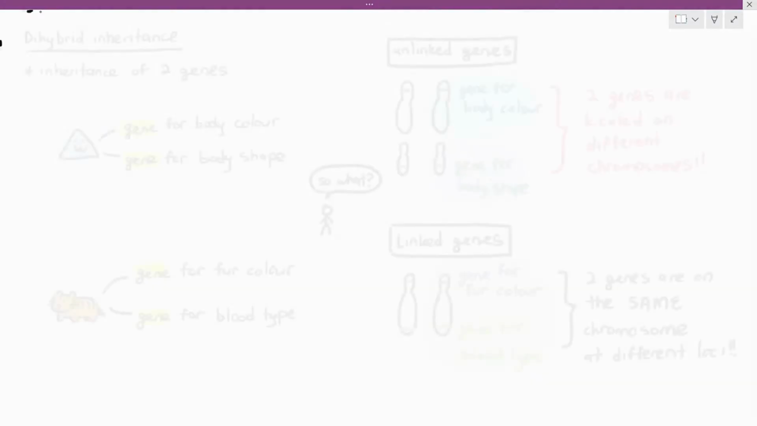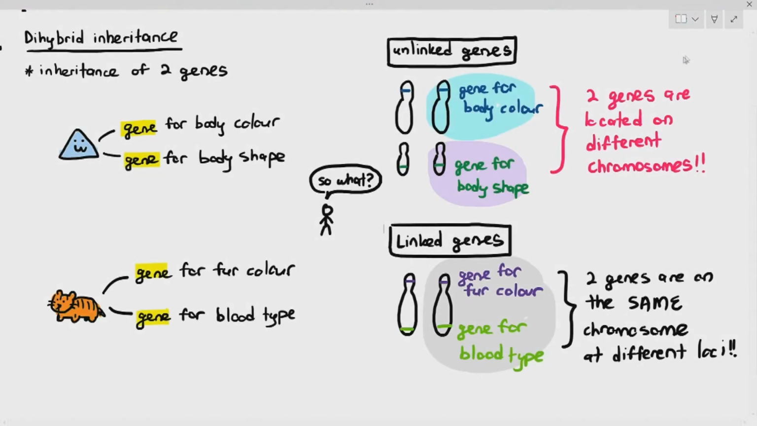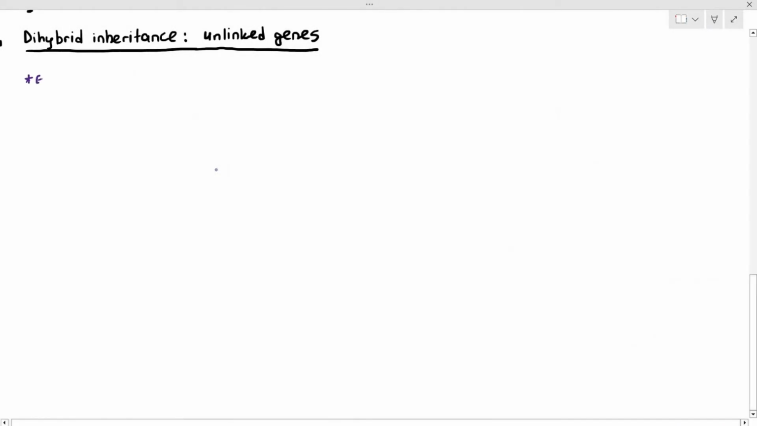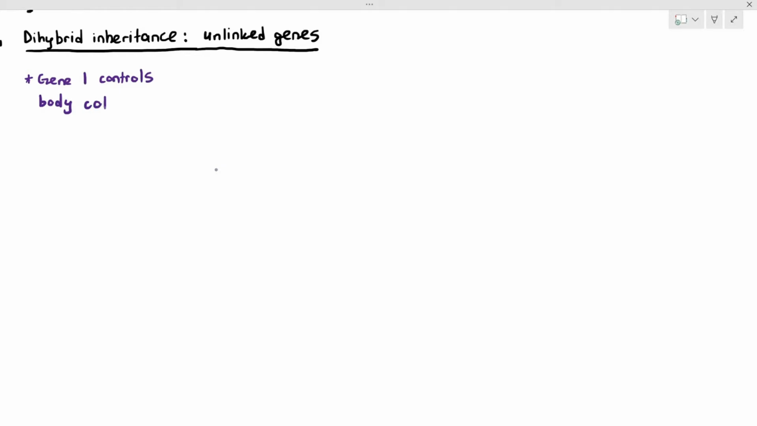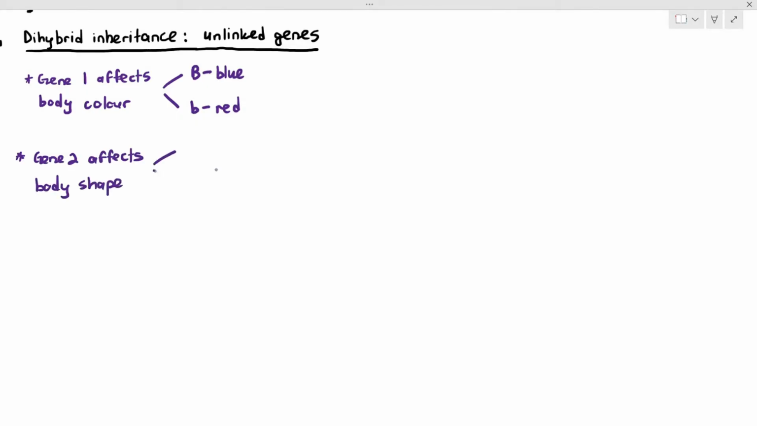Now, if you remember in the previous video, I told you that in dihybrid inheritance, we are interested in the inheritance of two different genes, and we are talking about the case of unlinked genes. And in unlinked genes, I said that the genes are on separate chromosomes. As an example, I'm using a gene for body color. Gene 1 affects body color, where the dominant B allele makes it blue, the recessive b allele makes it red, and gene number 2 affects body shape, where the capital T allele, dominant, makes it triangle, and the small t allele makes it square. Like I said, do not memorize my example. This is just the way I'm teaching it.